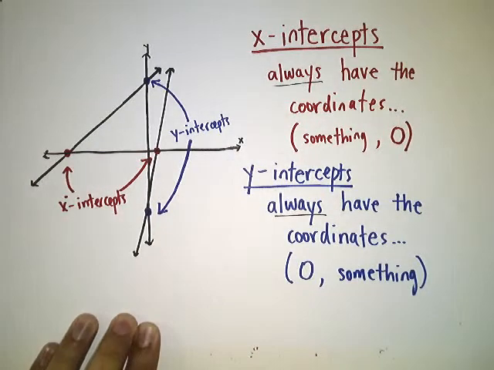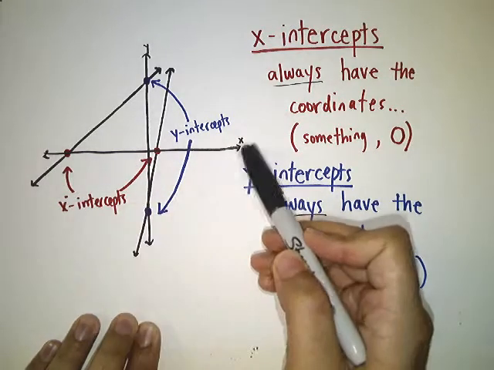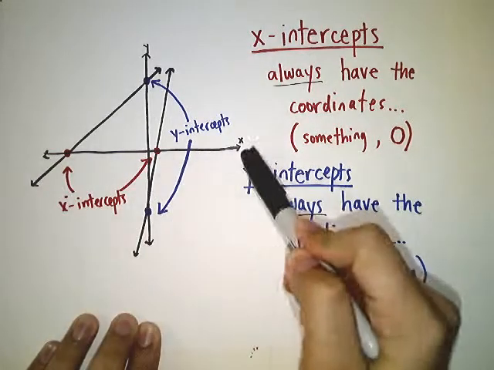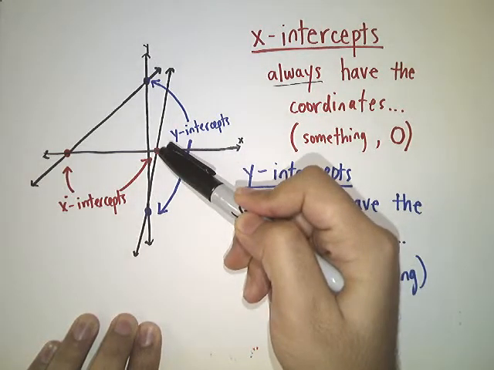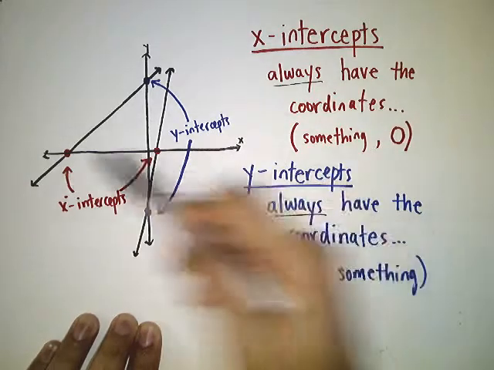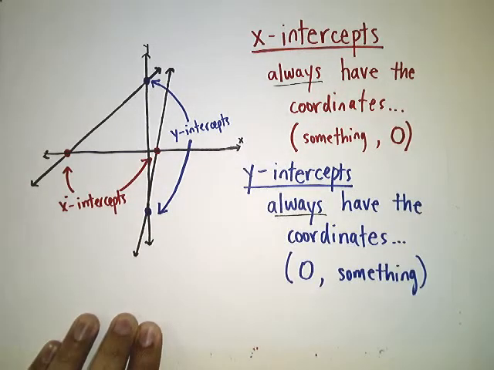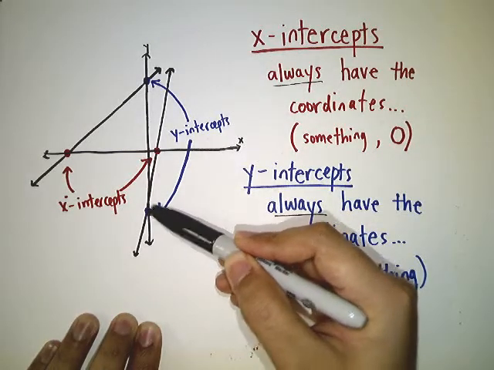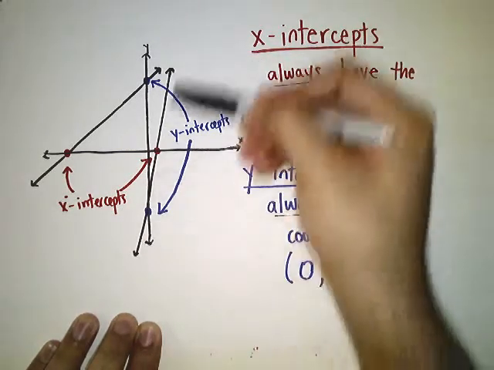Now, when you look at these two lines, you can see really easily where their x-intercepts are. This is the x-intercept of this line. That's where it crosses the x-axis. And this is the x-intercept of the other line. That's where it crosses the x-axis. You can see the same for their y-intercepts right here and right here. This is the y-intercept for this line.